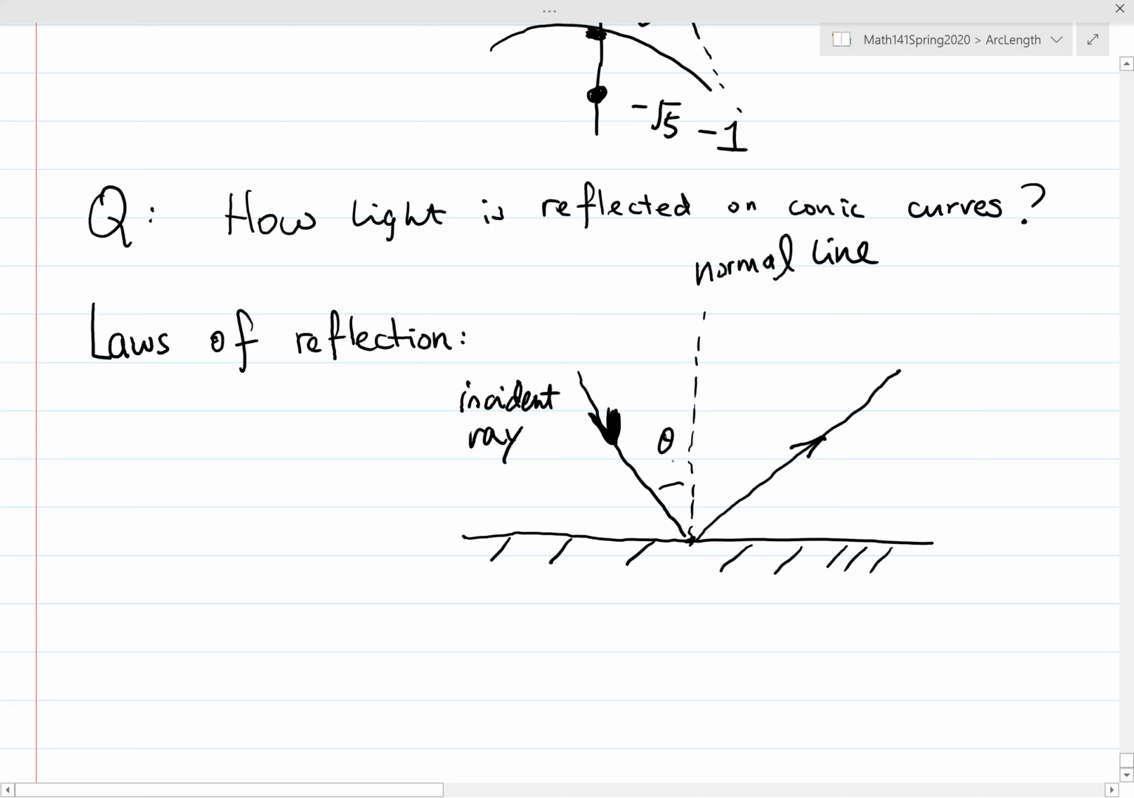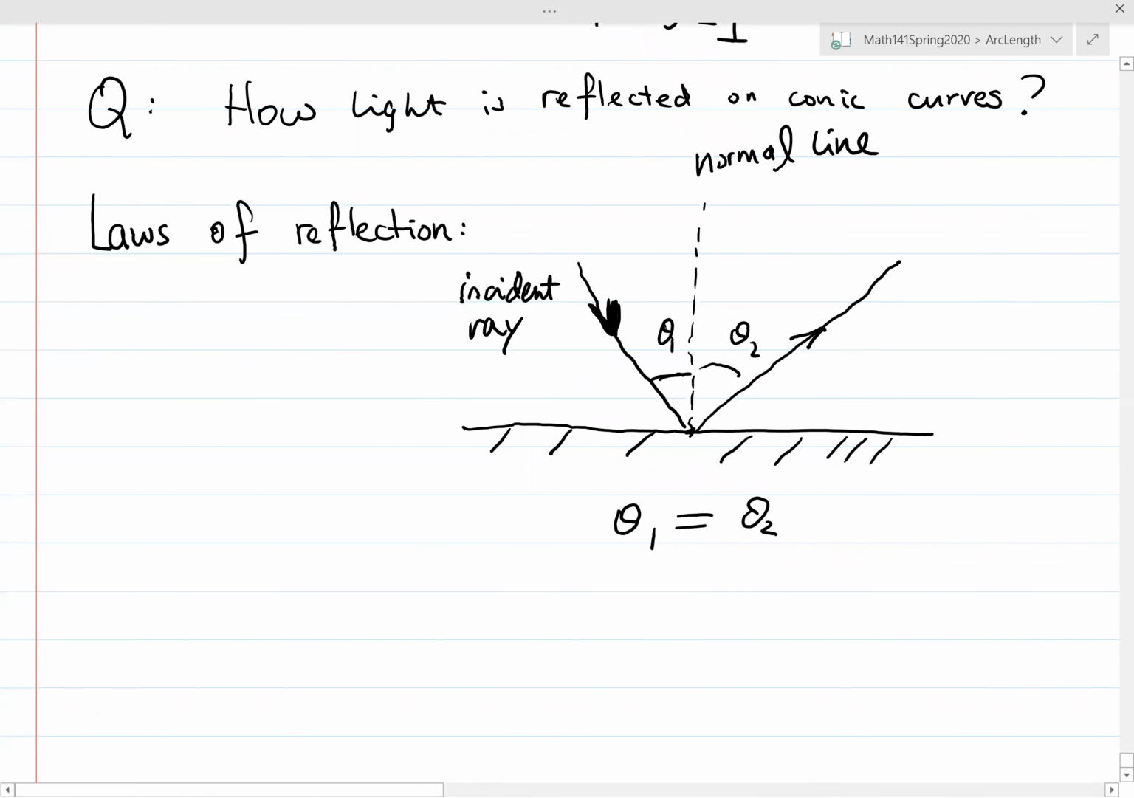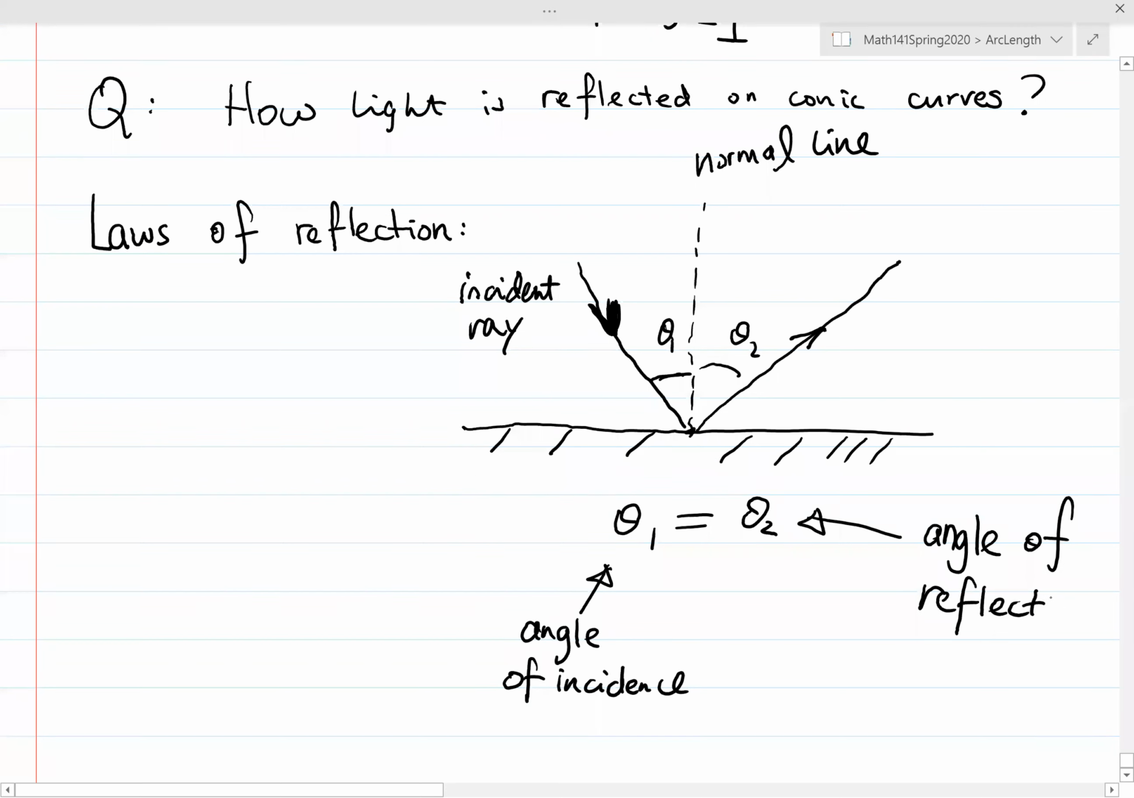Then we have θ1 equal to θ2. The law of reflection says θ1 equals θ2, where θ1 is called the angle of incidence, and θ2 is called the angle of reflection. So this is the law of reflection.